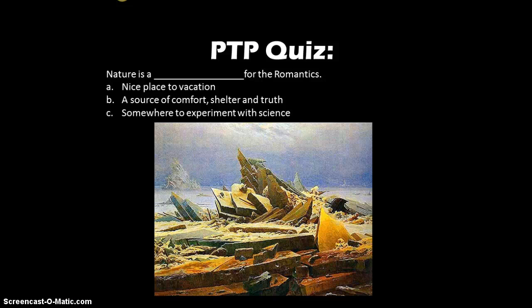All right, so I hope you've enjoyed this overview of Romanticism. The Phrase That Pays quiz that you're going to be taking, I'm going to give you the answer, so I hope you were paying attention. What is nature for the Romantics? Is it A, a nice place to vacation, B, a source of comfort, shelter, and truth, or C, somewhere to experiment with science? Hopefully you chose B, that's the answer.